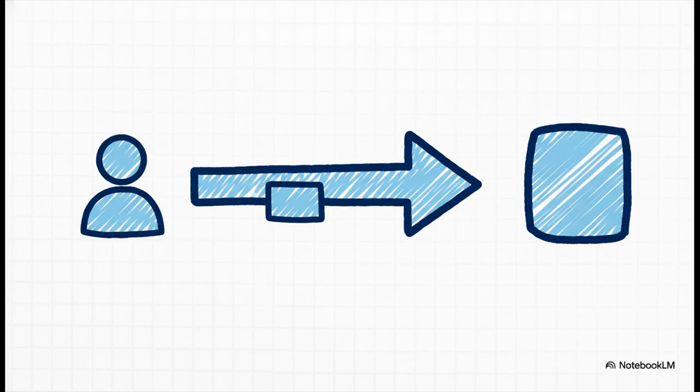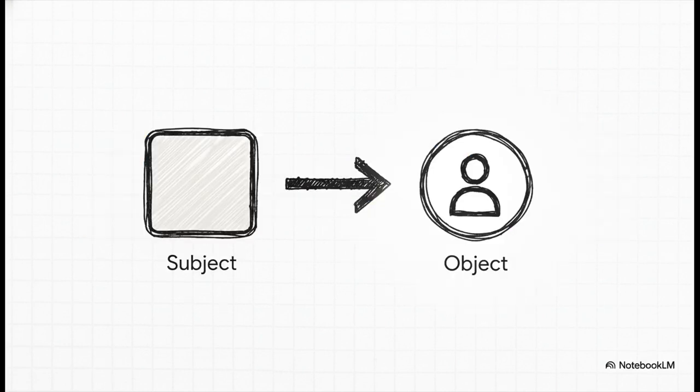Next is the predicate. This describes the relationship. Here, it's basically saying he is a type of a person. That's the object. So subject, predicate, object. That's the basic grammar right there.